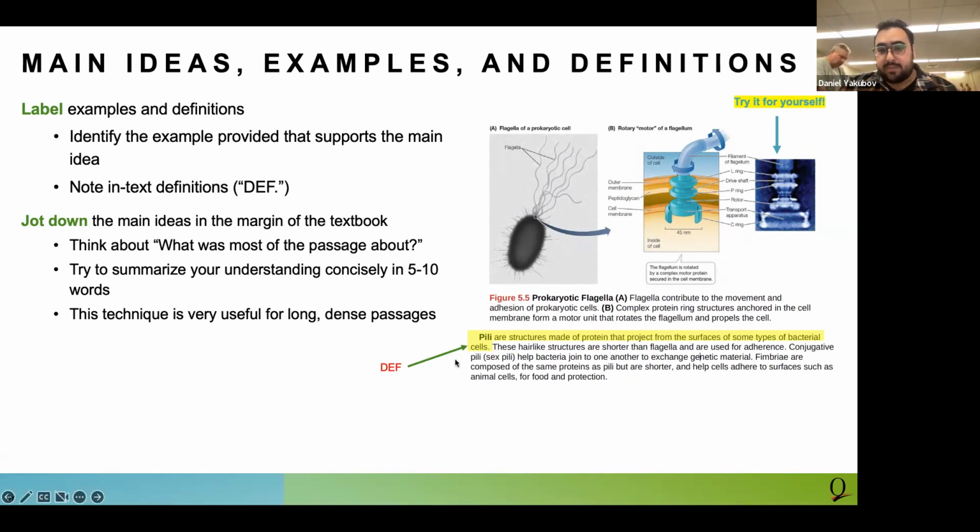So pili are structures made of protein that project from the surfaces of some types of bacterial cells. These hair-like structures are shorter than flagella and are used for adherence. Conjugative sex pili help bacteria join to one another to exchange genetic material. Fimbriae are composed of the same types of proteins as pili, but are shorter and help cells adhere to surfaces, such as animal cells, for food and protection. So in one sentence, how can you summarize this entire paragraph?